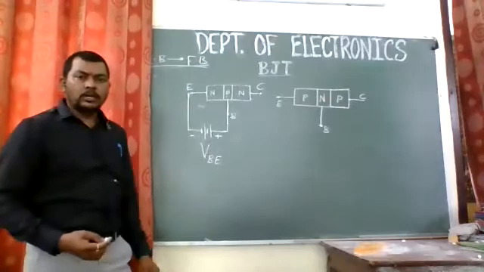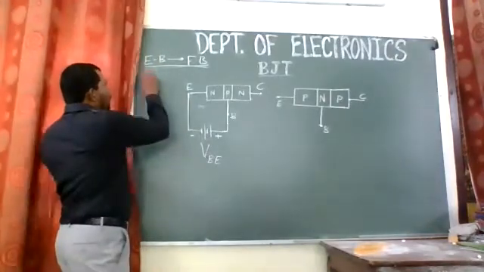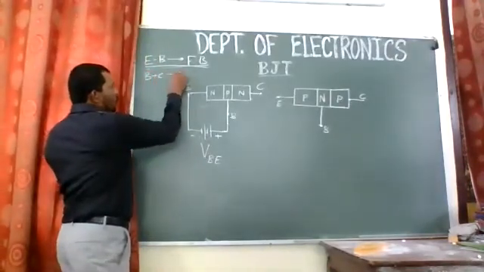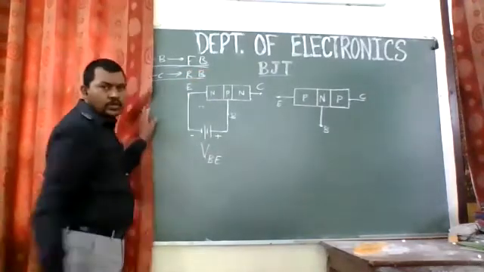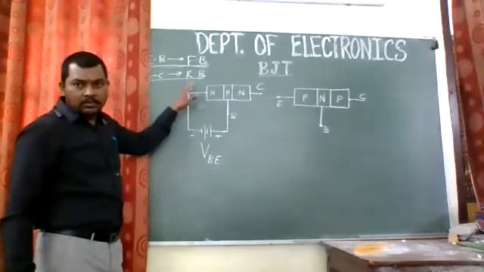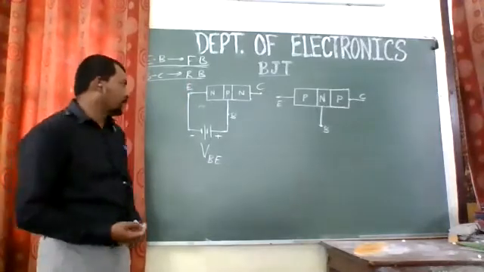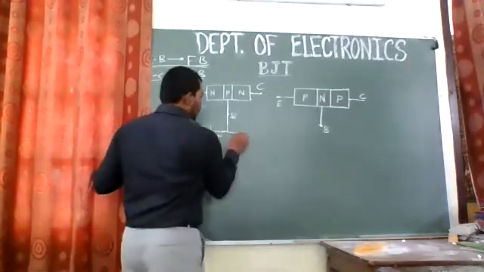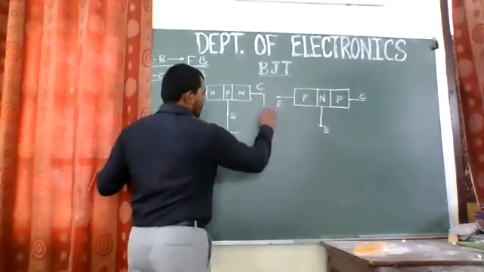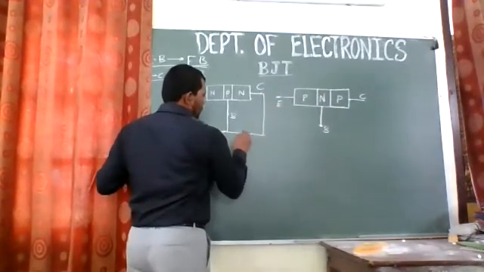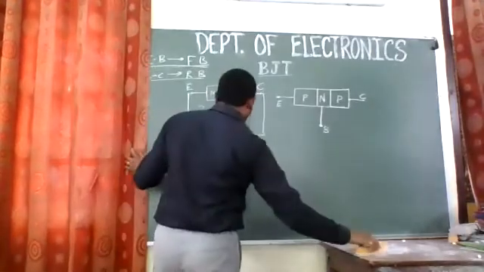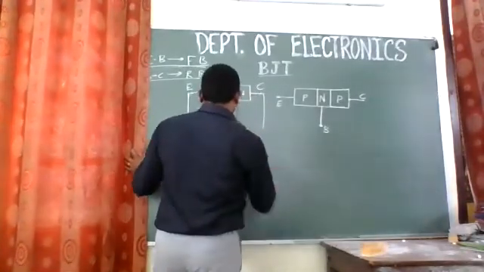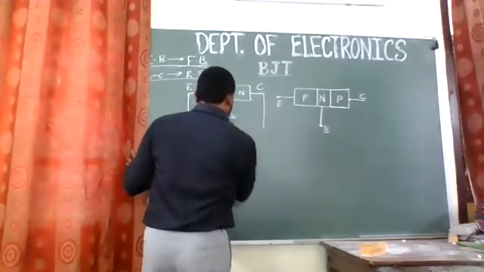And what about the other side? The base collector junction should always be reverse bias, that is what I have told you. Now how are you going to connect this? For that, I am going to connect this with a battery like this. Is it visible? Okay, let us try.